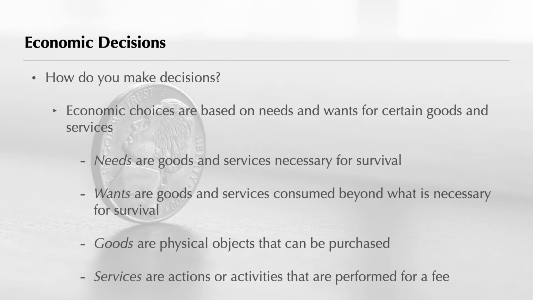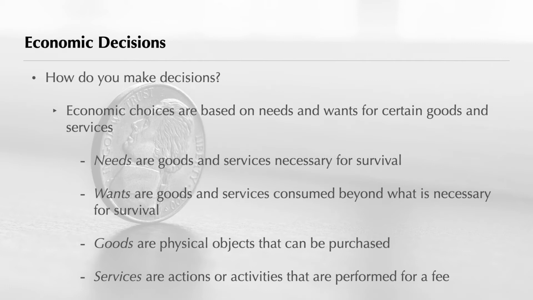You make economic choices based on your needs and wants, which reflect your desires for certain goods and services. Economists generally classify as needs those goods and services that are necessary for survival, such as food, clothing, and shelter. Wants are those goods and services that people consume beyond what is necessary for survival, such as magazines, televisions, and car washes. As you can see, the economic decisions you make also focus on goods and services.